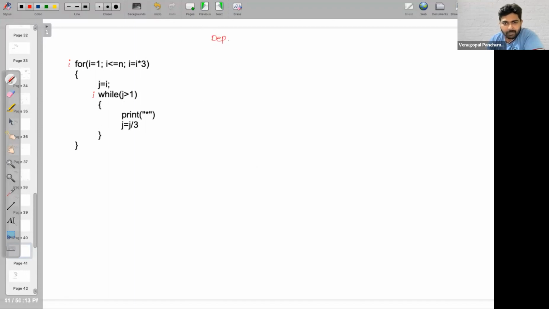First of all, just observe only this loop. How many times is this loop running, friends? If you observe carefully, this is the standard template. Am I correct? This is a standard template, right? It is running log base 3 I times. Everyone agrees with me?